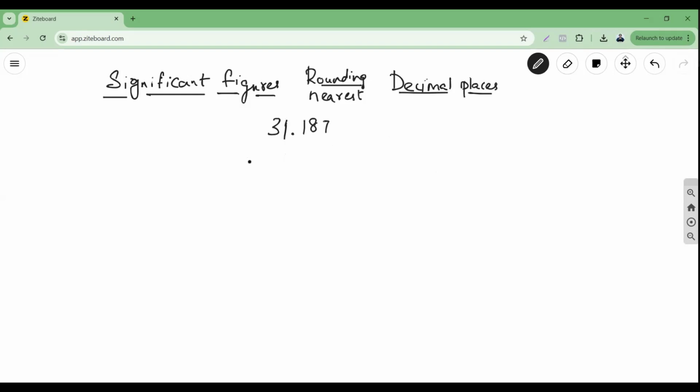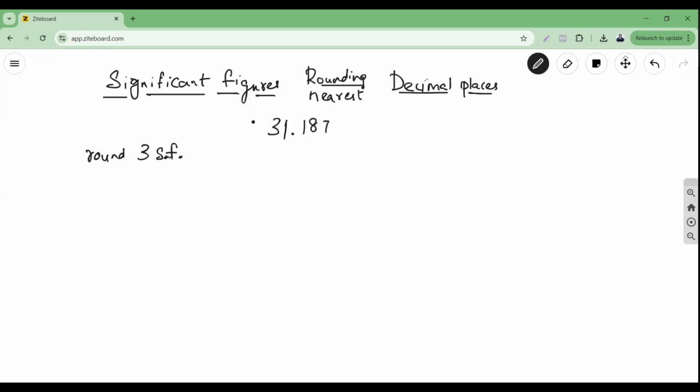Now if I ask you to round it off to 3 significant figures, what is the meaning of this? Round off to 3SF, significant figures. Significant figures means digits. So now they want 3 significant digits. That means totally 3 digits have to be there. As of now, if you see, there are 5 digits, right? 3, 1, 1, 8, 7. Now they are saying that we have to get only 3 significant digits.